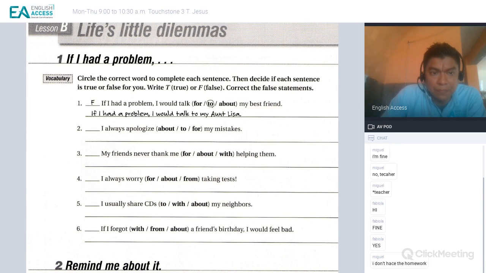Number 1. If I had a problem, I would talk to my best friend. If I had a problem, it says F. In this example, this person is saying that this information is incorrect, and the correct information is, if I had a problem, I would talk to my aunt Lisa.